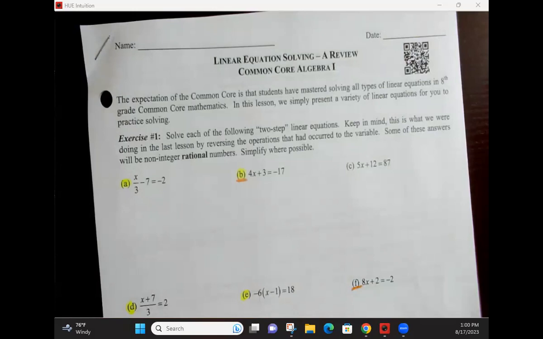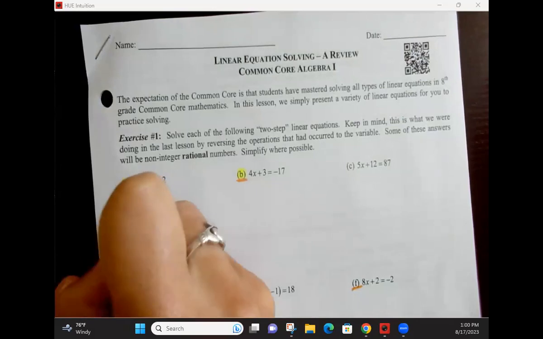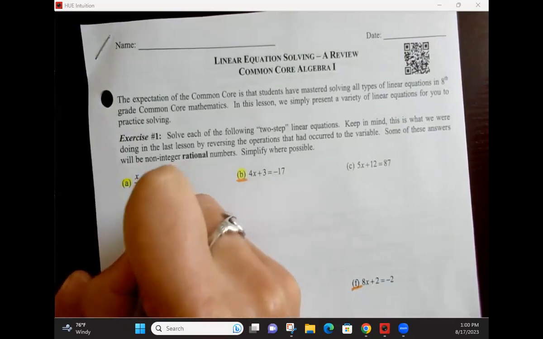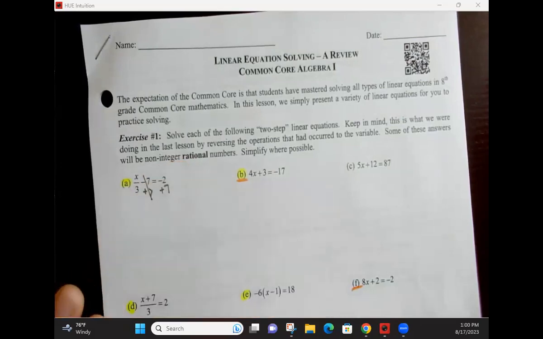So I want to get rid of the subtraction, undo the subtraction first. If I am subtracting 7, how can I undo that? By adding 7, yeah. So I want to add 7 so that it's gone from here. And whatever I do to one side, I do to the other as well.